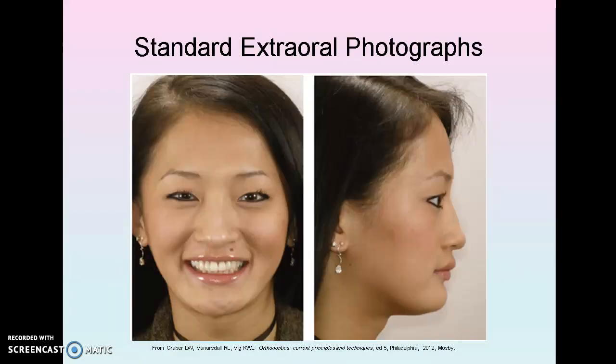So here we have the extraoral photos. The picture of the young lady smiling is the frontal, and the one along the side is the profile picture.